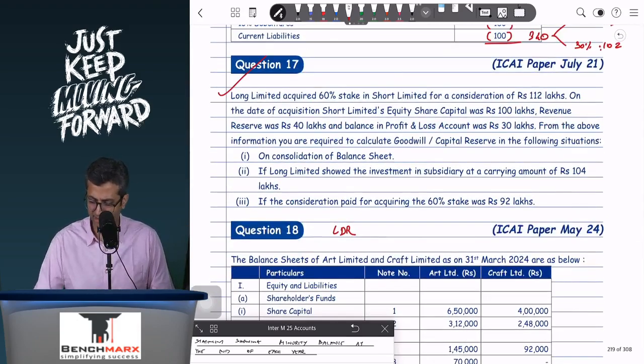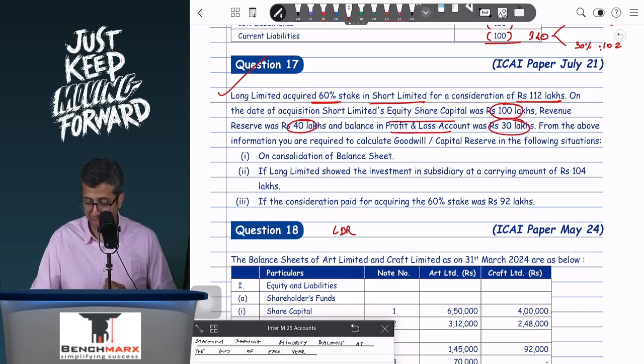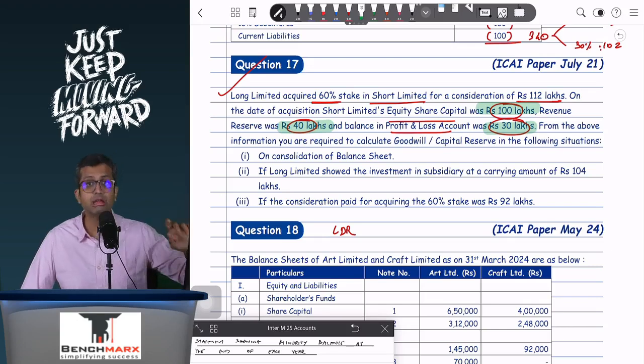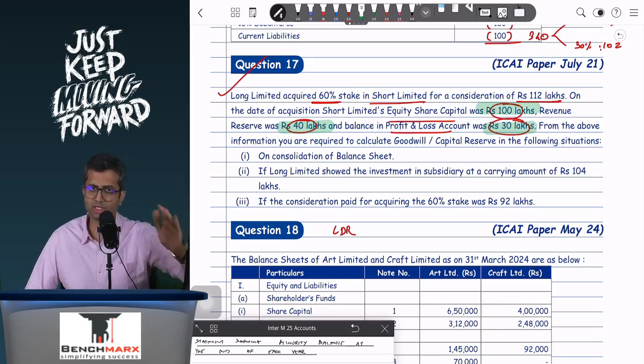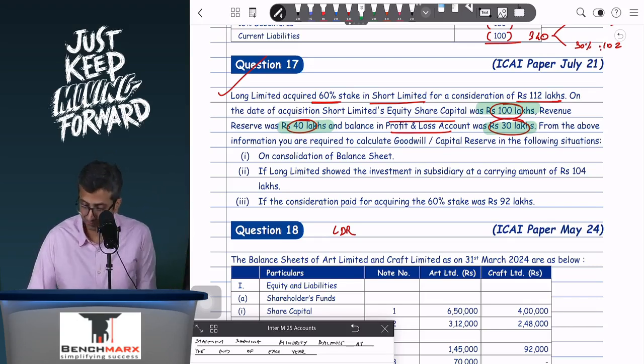Next, you have question number 17. Long acquired 60% stake in short for a consideration of 112 lakhs. On the date of acquisition, short's equity share capital was 100 and reserves was 40. And the balance in the P&L was 30. So total, if I look at my net worth, it will be 100 plus 40 plus 30. Can I say it will be 170? If this is my net worth, unless given otherwise, it will also be my net assets.